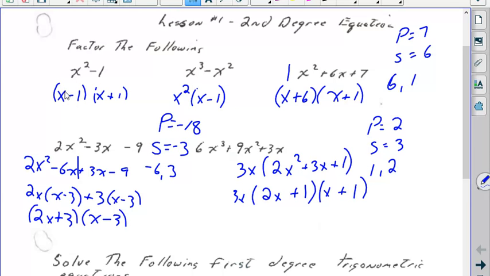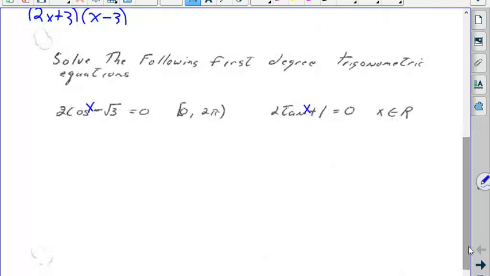Now, this should not be news to us. We're going to apply our factoring skills to second-degree trig equations right away. Now, this is also not new to us. We have two trigonometric equations here. They are first degree because they are raised to the power of 1. We are going to perform our solving, special triangles if we can't, calculator if we can.